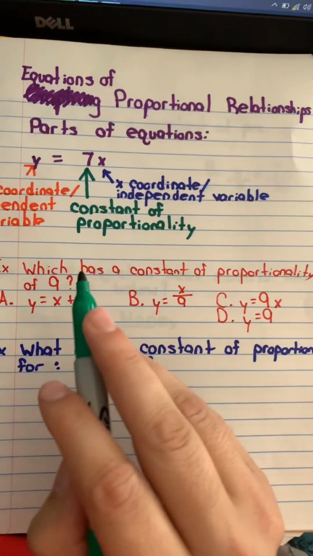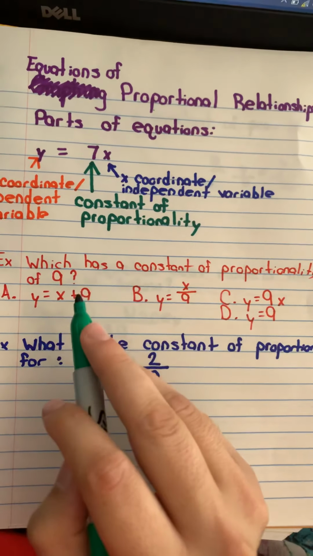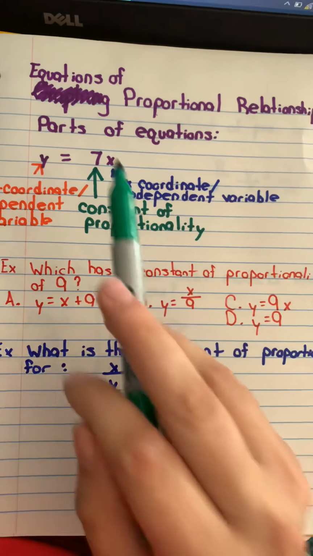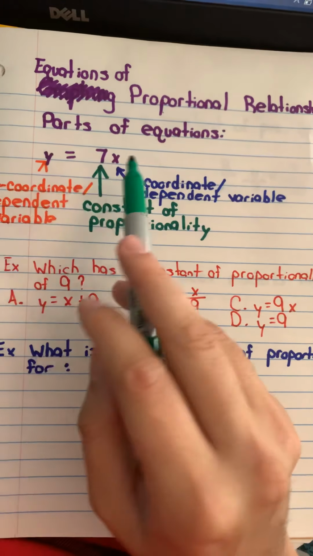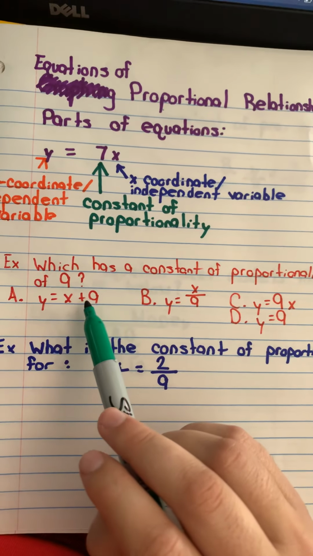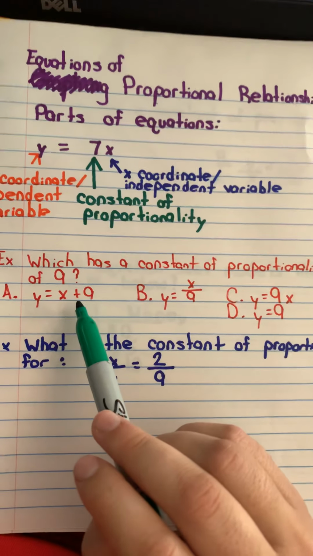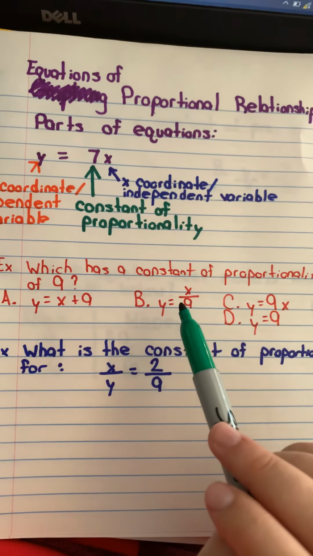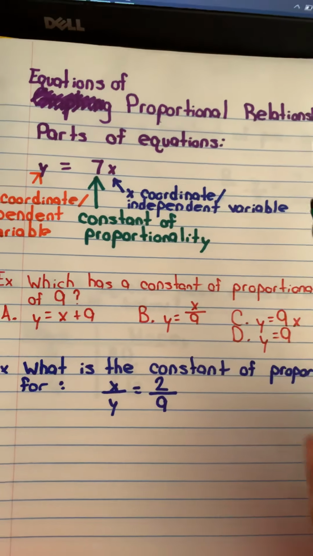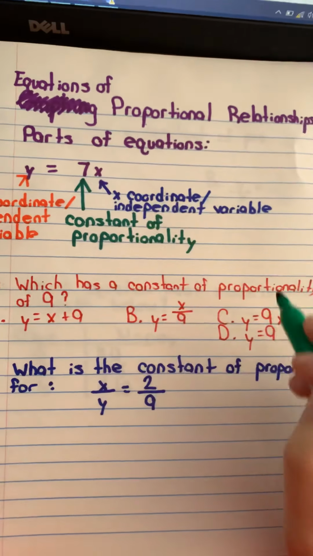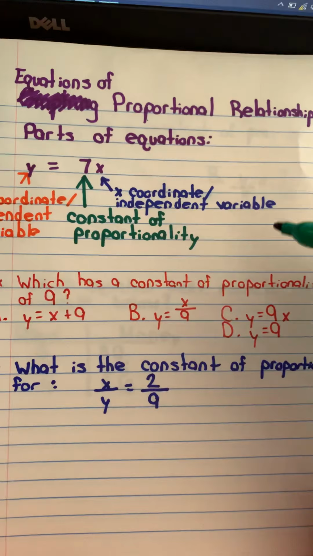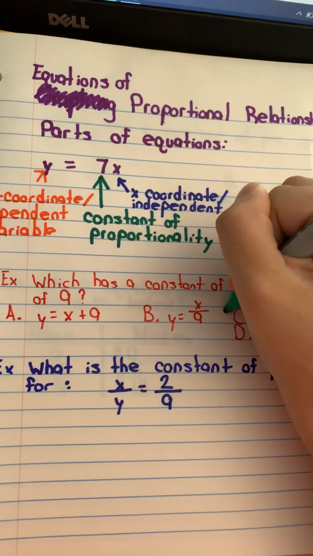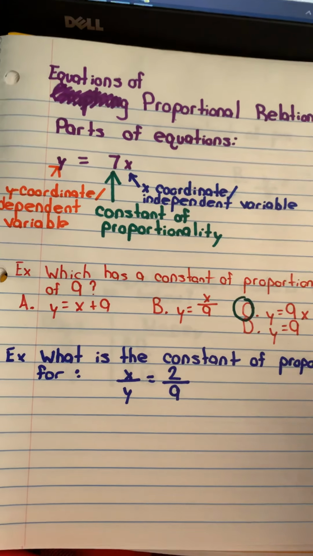So I have a question that says, which has a constant of proportionality of 9, and I have A, B, C, and D. I want to look and see which one kind of has the qualities of this one, y equals 7x. So I'm going to look at them. This one's adding 9. So it's not constant. You just add 9 once. B, it's dividing by 9. Again, not constant. It's just dividing by 9. C, you're looking at it and it looks very similar to this. It's 9x, kind of like the 7x. And then D, it's just y equals 9, doesn't even have an x. So my one equation that has a constant of proportionality of 9 is C.